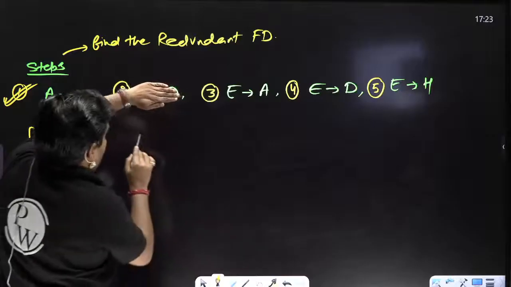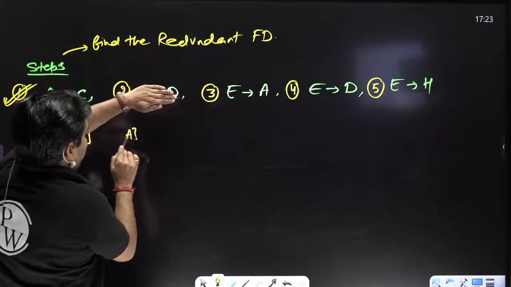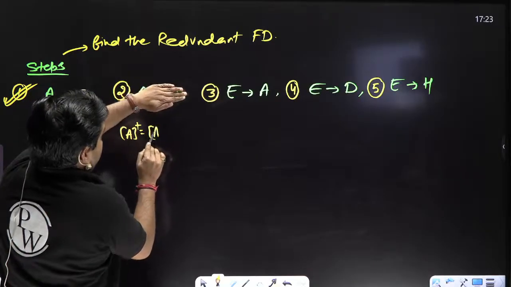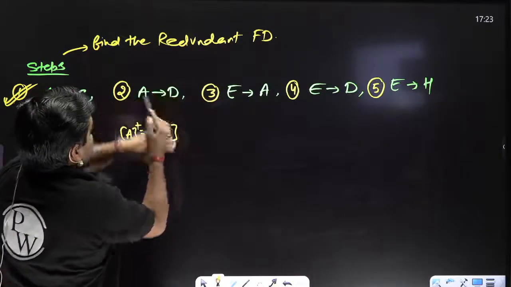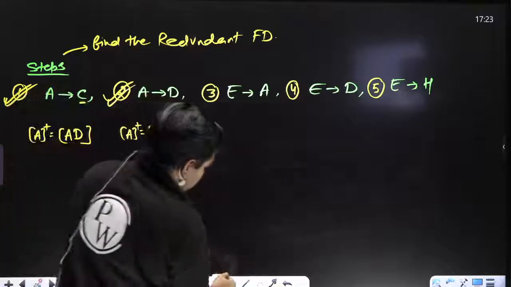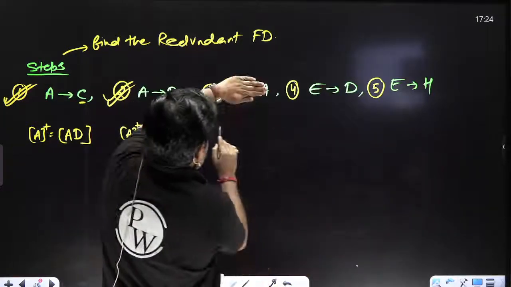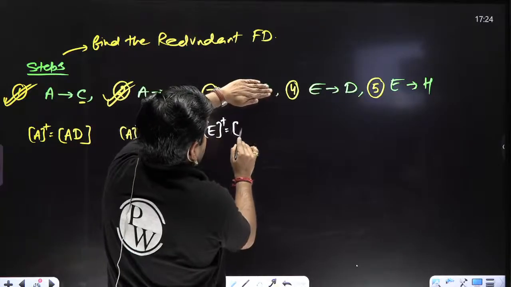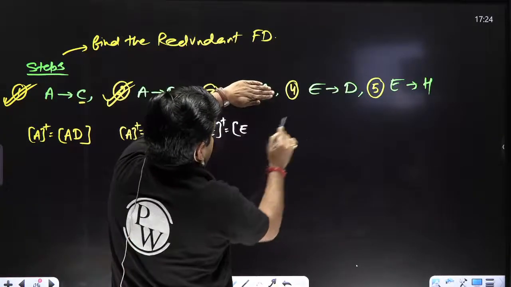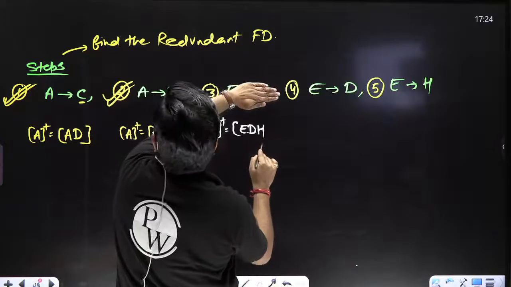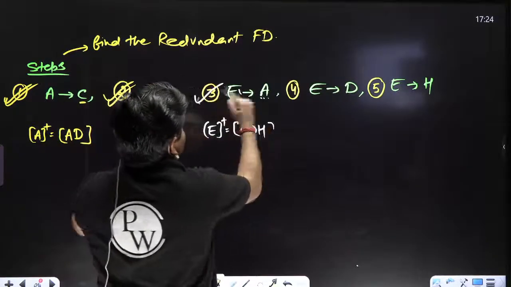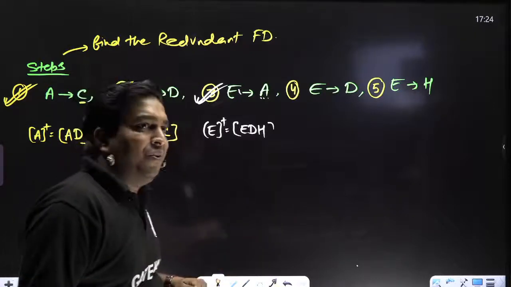A to D is extra or not? Just forget FD number 2 and take the closure of A. A, C only. This is not extra. Check whether E tends to A is extra or not. Take the closure of E. E, D, H. You are not getting A. This is not extra.